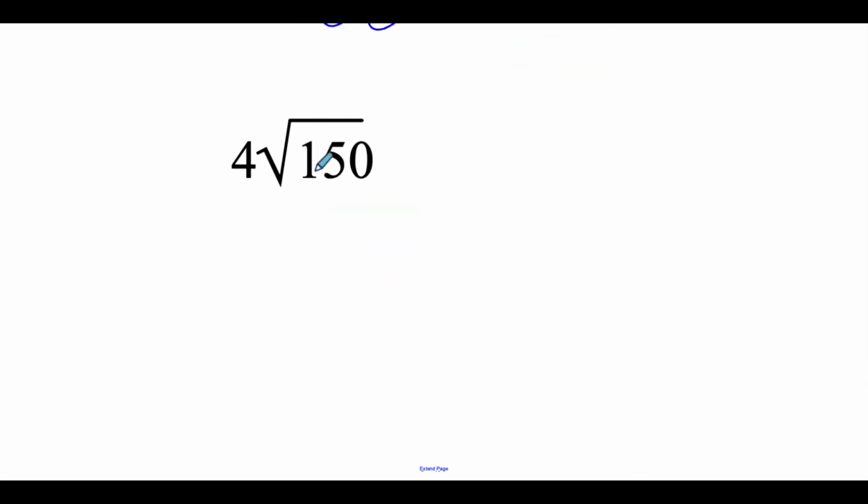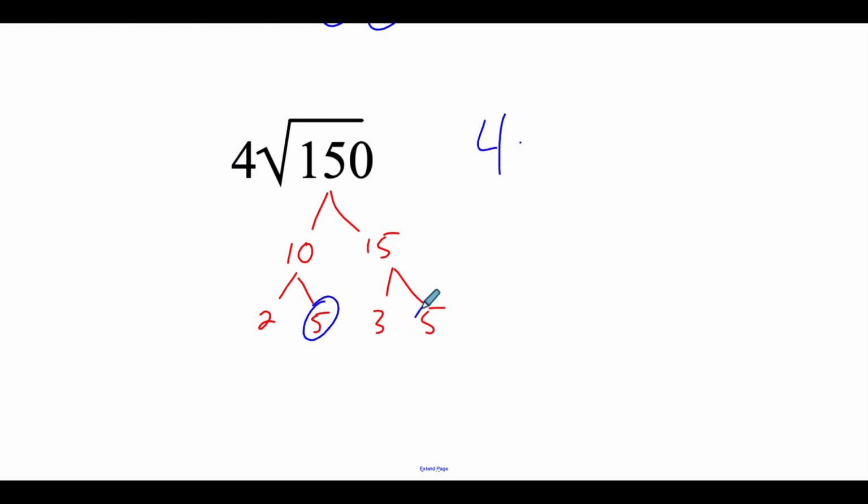And for this last one, we've got 4 square root of 150. So breaking down that 150, I'm going to go 10 times 15. 10 is 2 times 5, and 15 is 3 times 5. Now with this 4 out in front, I'm going to leave the 4 there. I'm looking for pairs of numbers, so I see that we have a pair of 5s. So I'm going to take the 5 out of the radical.